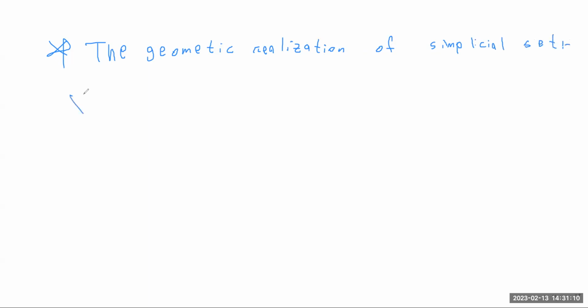Actually, given simplicial sets, how can we see this as a topological space? Every n-simplex we want to see as Delta n. You know what I mean by Delta n: the geometric n-simplex. Delta 2 is a triangle, Delta 3 is a pyramid.